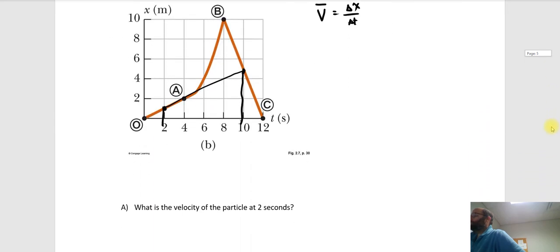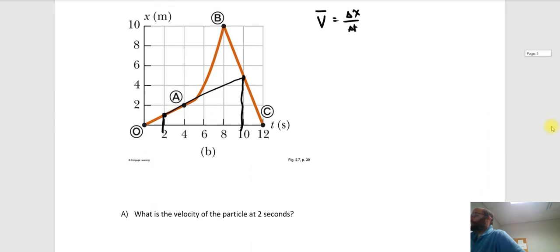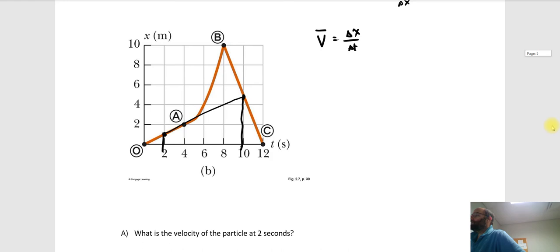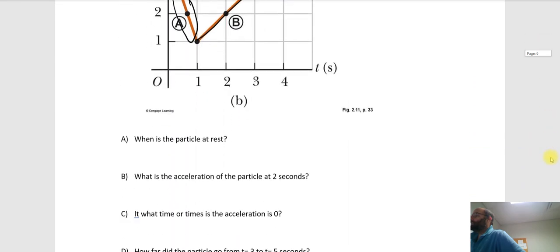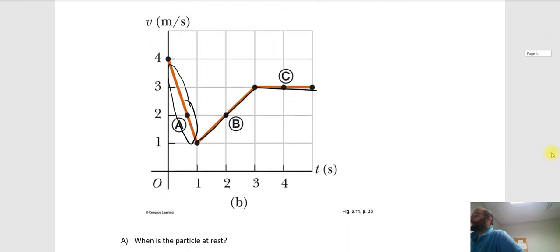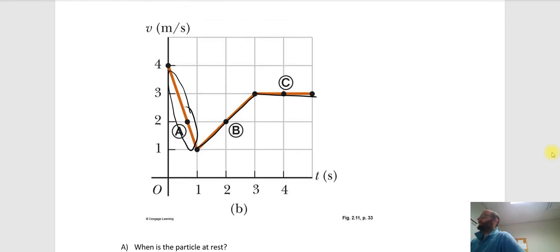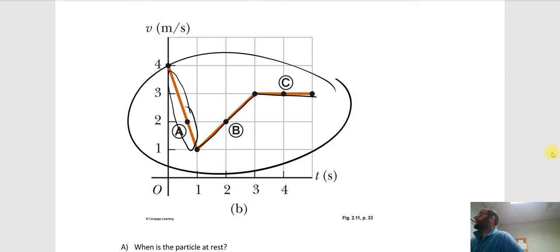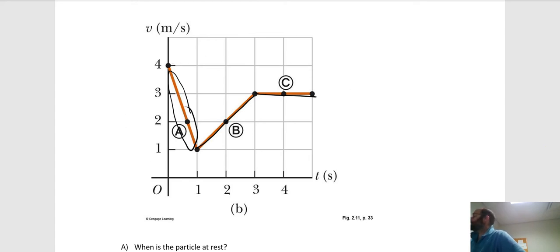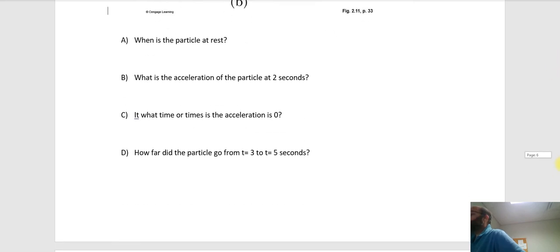All right, now, let's see. Question A, what is the velocity at 2 seconds? Oops, sorry, wrong graph. When is the particle at rest? So you're looking for a time, or ask yourself, is there a time where the particle's at rest? The velocity would have to be 0. So I'm not going to give you the answer to that right now. I'll let you think about that. But you're looking for somewhere on this graph where the velocity is 0. If you think there's no time, just put no time where that occurs.